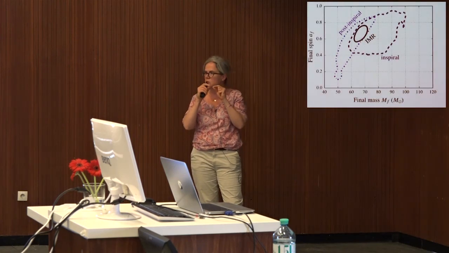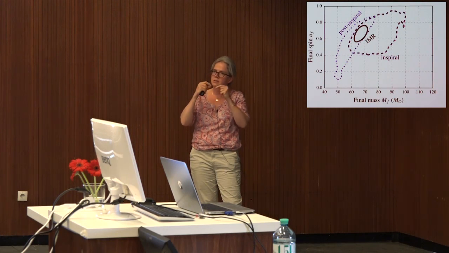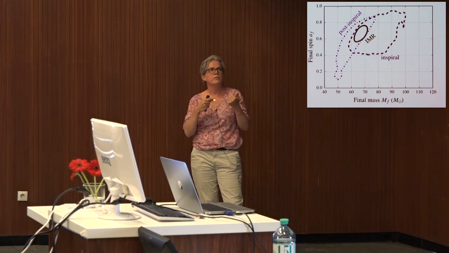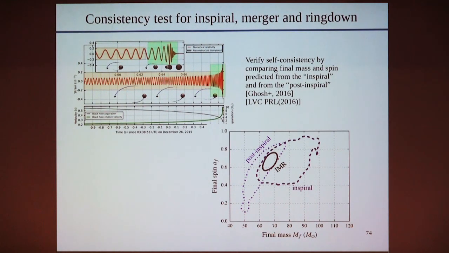So we need to accumulate more events to really reduce the uncertainty, because statistically, with one event you can't. Everything is compatible with GR so far. But with more events, we can accumulate statistics and maybe say something about possible deviations from GR.